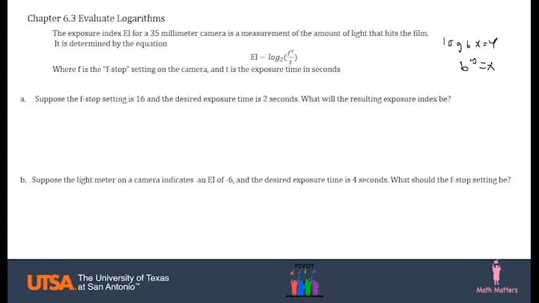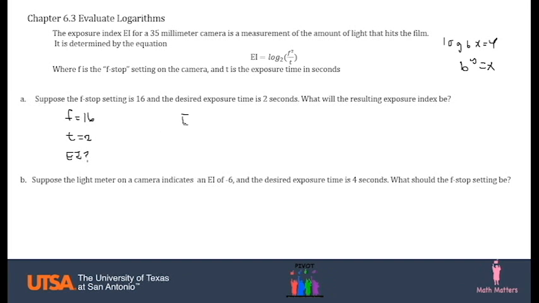Question A asks, suppose the f-stop setting is 16 and the desired exposure time is 2 seconds. What will the resulting exposure index be? So in this question, we're given that our f is 16 and our t is 2. And then we're trying to find the EI.